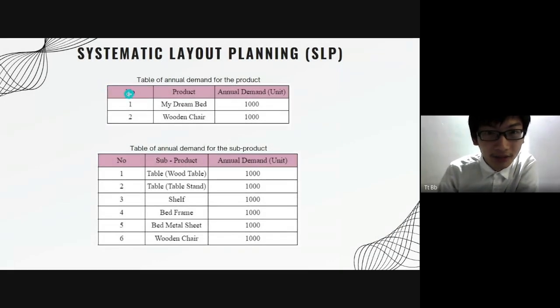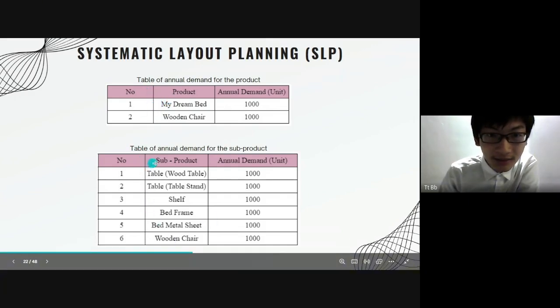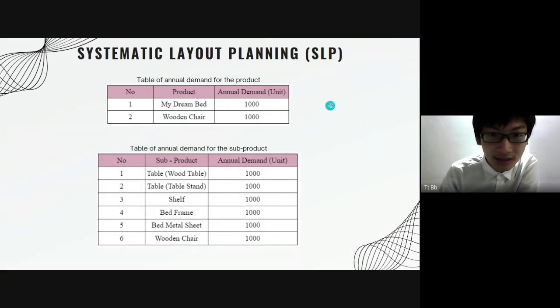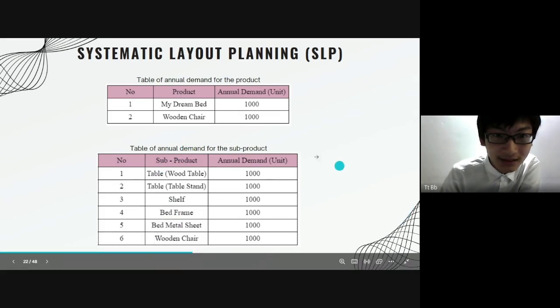So for the annual demand for our first product, my dream bed, we assume an annual demand of 1,000 units. For the second product, wooden chair, it is also assumed with an annual demand of 1,000 units. Since there is this assumption for the first and second products, the demand for the sub products is also assumed to be 1,000 units each, where the first until the fifth are sub products for the dream bed, and the number 6 sub product is under the wooden chair.